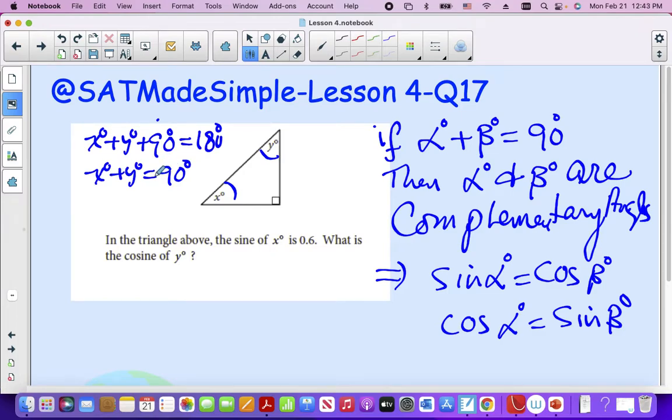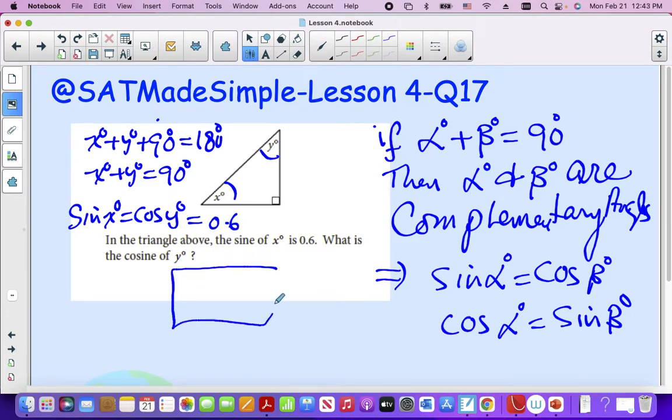That means x plus y is equal to 90 degrees. That means x and y are complementary, which implies sine x is equal to cosine y, which in this case is equal to 0.6. So the answer is cosine y is equal to 0.6.